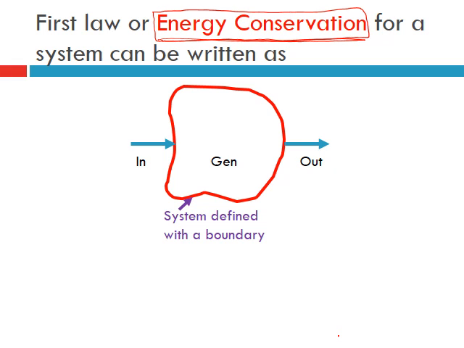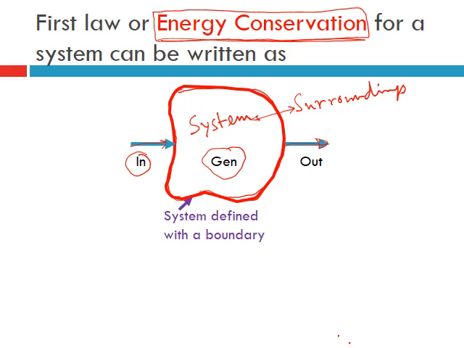So here we try to use the first law of thermodynamics or the energy conservation principle. To use this, we really have to define some system boundary. So we have a system, and then we have the surroundings. And the system interacts with the surroundings through this boundary. And this boundary is very critical, because without that we cannot talk about what is coming into the system, what is leaving the system, how much of energy is generated, and so on.